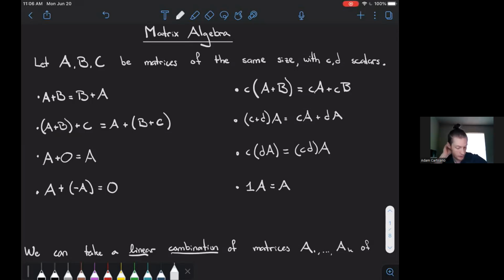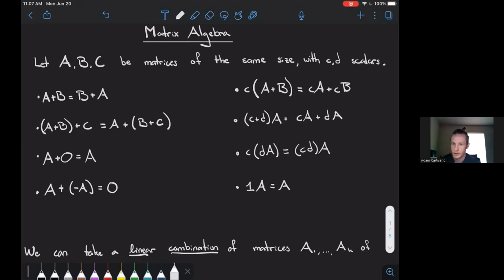Next, we have two properties, left and right distributivity. Both of these are distributive properties for scalar multiplication. So if you have a scalar times the sum of two matrices A and B, then instead you could distribute the scalar to each matrix and then add. So cA plus cB, right? Similarly, if you have the sum of two scalars times a matrix, you could do each scalar individually times that matrix and then add the resulting matrices together. Those are both distributive properties of scalar multiplication.